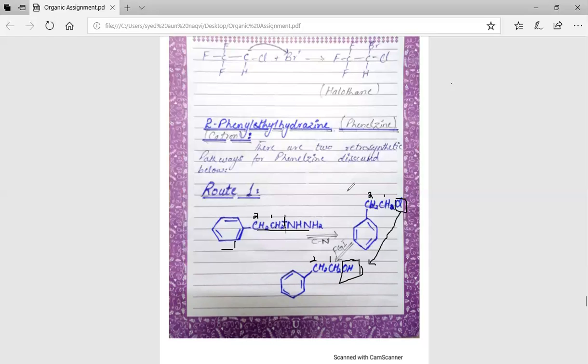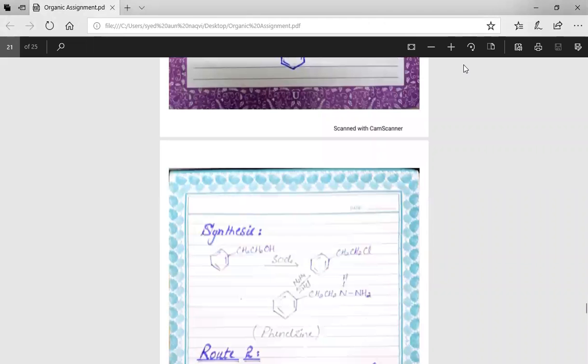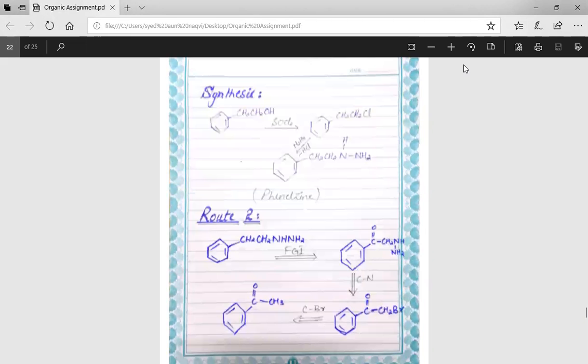So this is the simple reagent obtained as a result of the retrosynthetic analysis of the phenelzine. So moving towards the synthesis of the phenelzine using route one. So synthesis using route one.